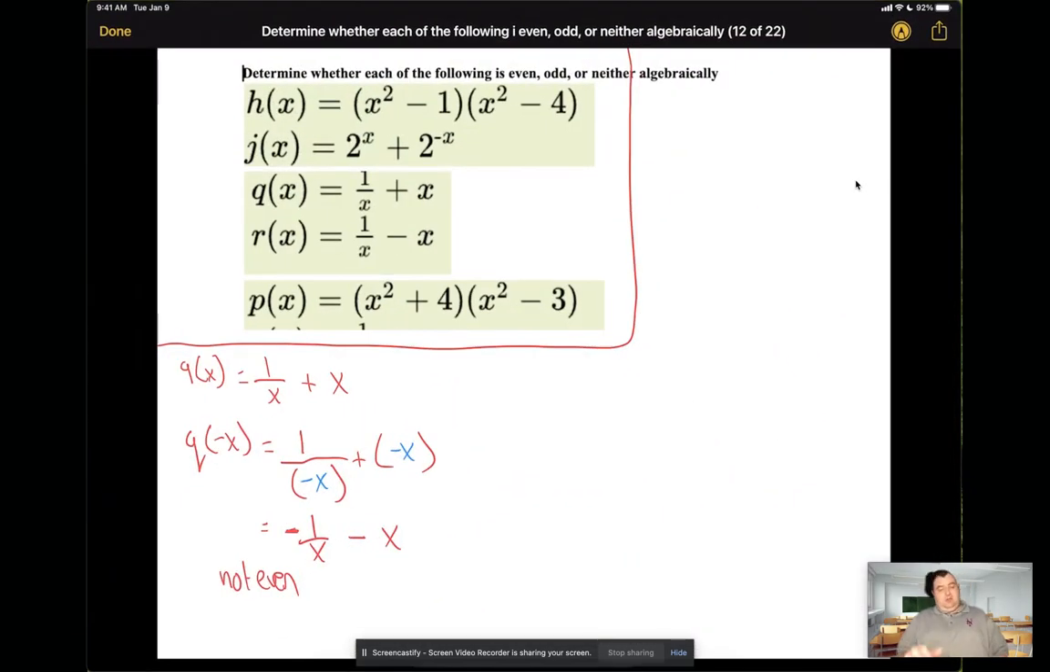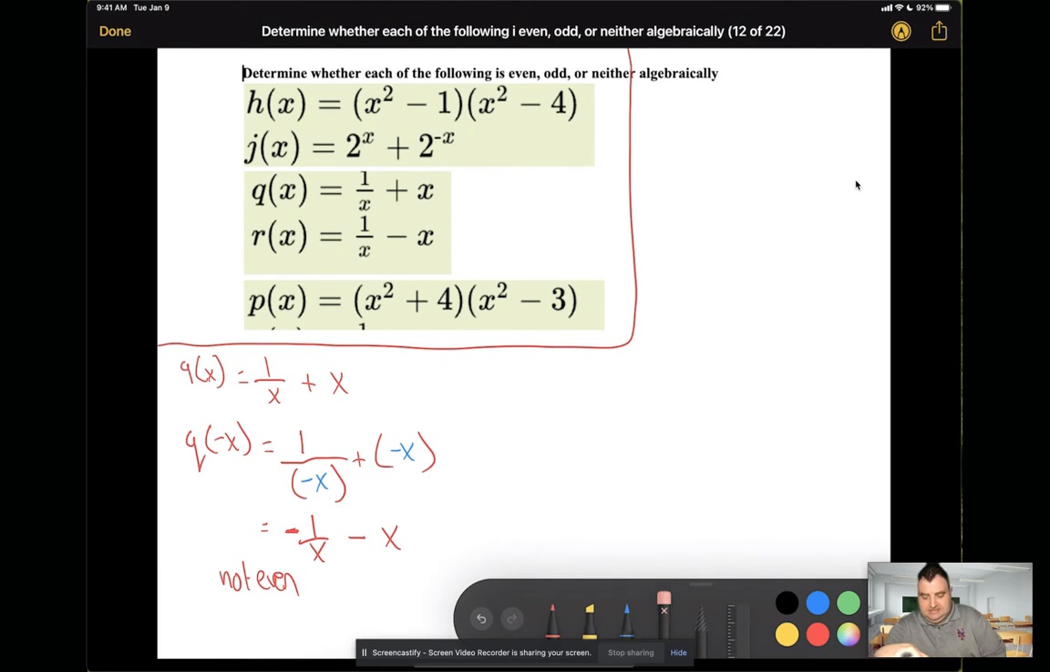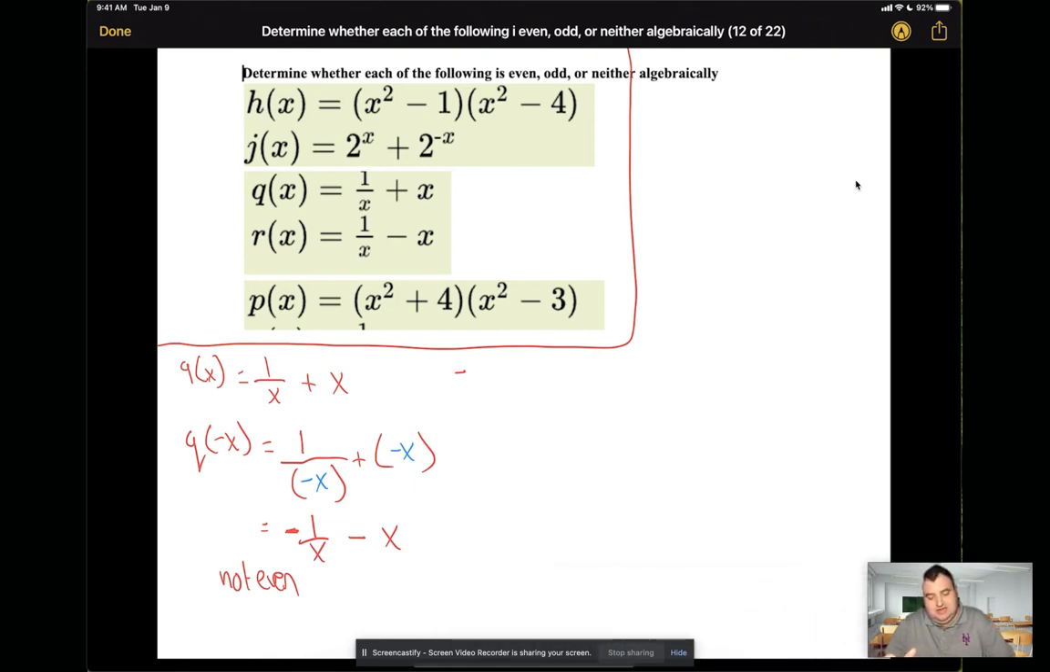Change each term in the original function to its opposite. So in this case, it's going to be negative q of x instead of negative f of x. So negative q of x means take each term in the original function and change it to its opposite. So 1 over x is positive, so I'm going to switch it to negative 1 over x. Plus x becomes minus x. So that's negative q of x, and I'm going to now compare it to this here.